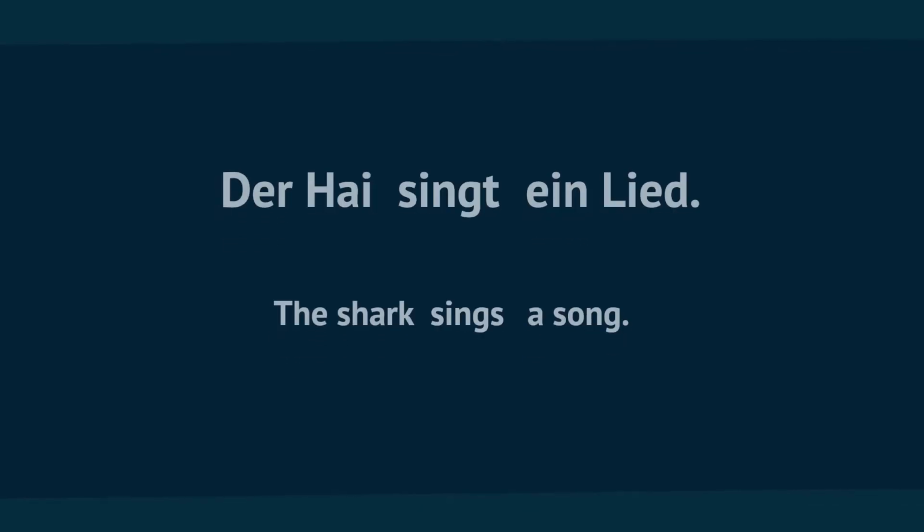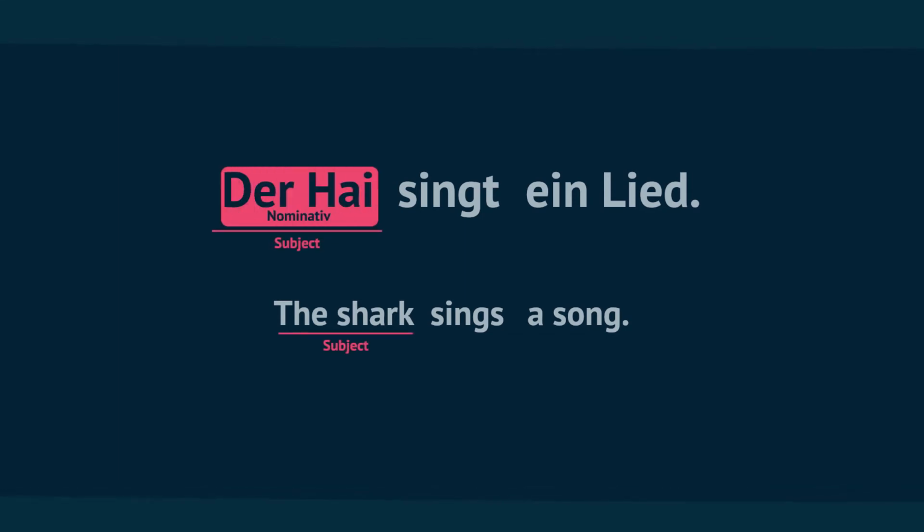Let's go on with the dative case for indirect objects. Direct objects are the ones we've covered so far already. Indirect objects are usually the recipient of something. For example, der Hai singt ein Lied. The shark sings a song. We know that the shark is the subject, and so it's in the nominative case. And the song, das Lied, is the object, in the accusative case.